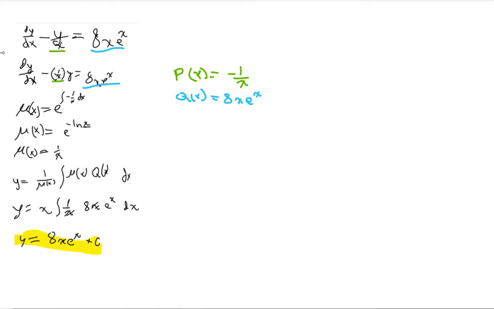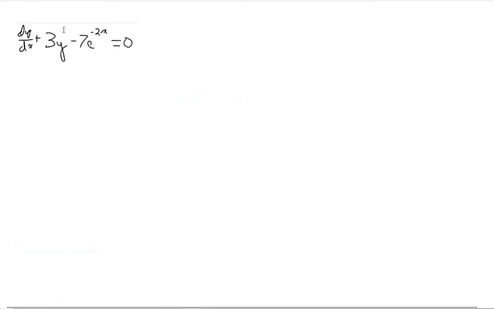Okay. Let's go on to the next one. So we're given dy/dx plus 3y minus 7e to the negative 2x. And we're also given an initial condition, y of 0 equals 10.